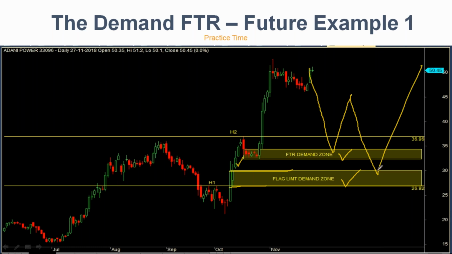It comes down, it can react from here also. At H1 I have an FTR, and above that H1 I have a flag limit demand zone. Above that I have an FTR demand zone. At H2 there is no SR flip because a strong momentum candle broke H2. I don't think there is a flag limit at H2. It is a power pattern below a power pattern.